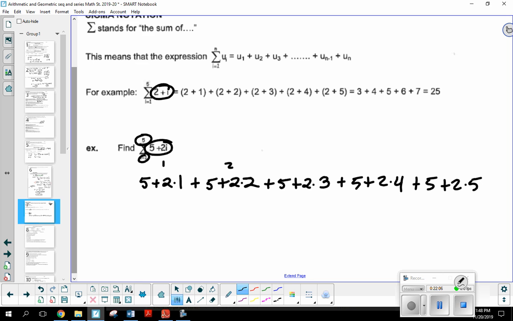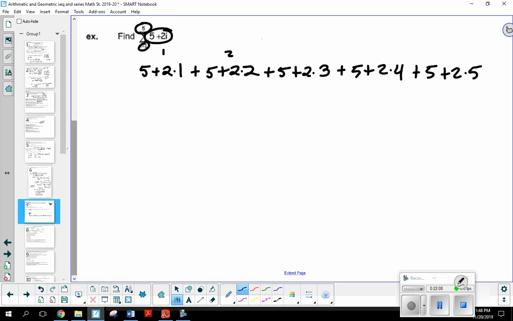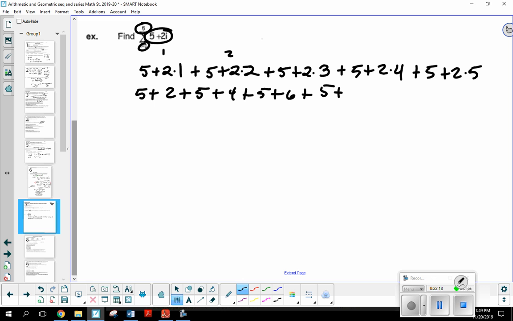Okay, good. Well, let's just go ahead and simplify this. So this would be 5 plus 2 plus 5 plus 4 plus 5 plus 6 plus 5 plus 8 plus 5 plus 10. All right. And if someone will help me get a grand total of that, what am I looking at? I got 55. And there we go. 55.